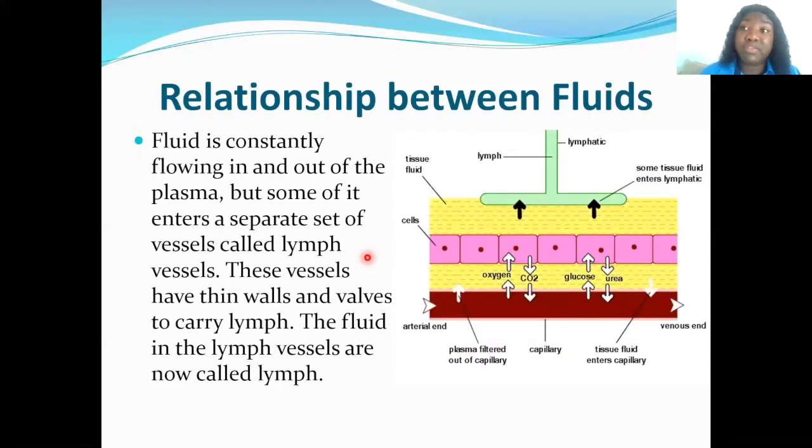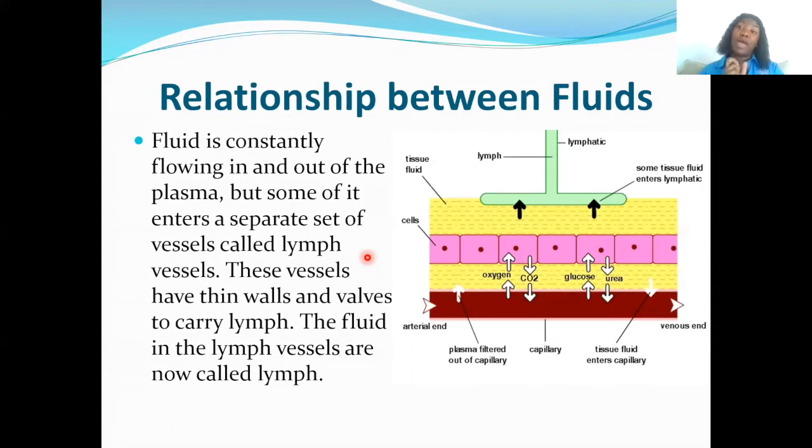So what is another relationship? We have regular fluid. So fluid is constantly flowing in and out of the plasma, but some of it enters sets of vessels that we call lymph vessels. These vessels have very thin walls and valves to carry lymph. The fluid in the lymph vessels is now called lymph. So we've now reached our third fluid, called lymph.